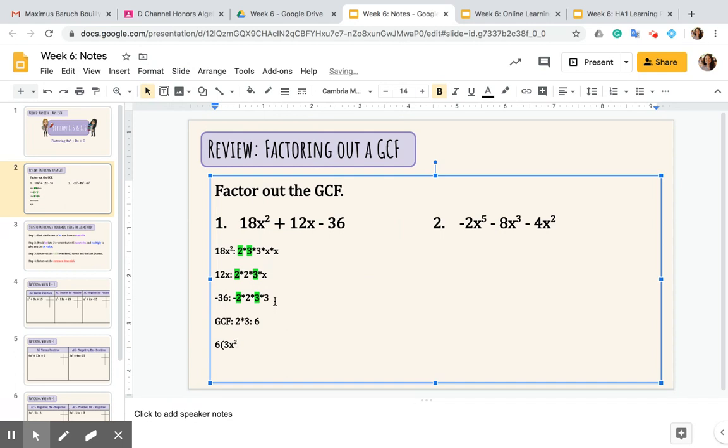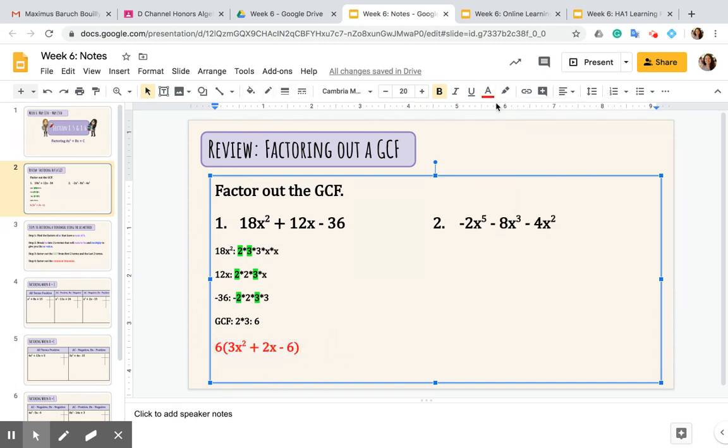So I am actually going to, for the sake of time, use keyboard shortcuts. This is going to be kind of a hefty section, so the video is probably going to be a little on the long side anyways. 12x divided by 6 is going to give me positive 2x, and then negative 36 divided by 6 is going to give me negative 6. This is factored form. This is my final answer, okay?